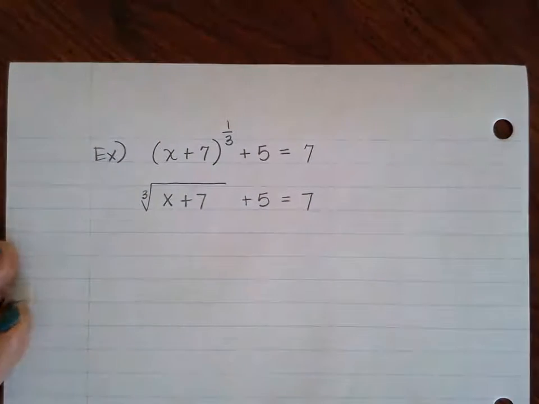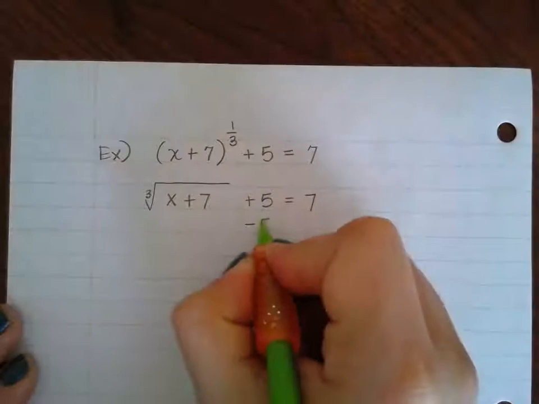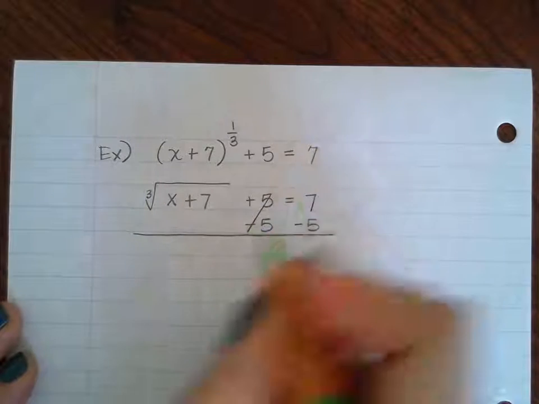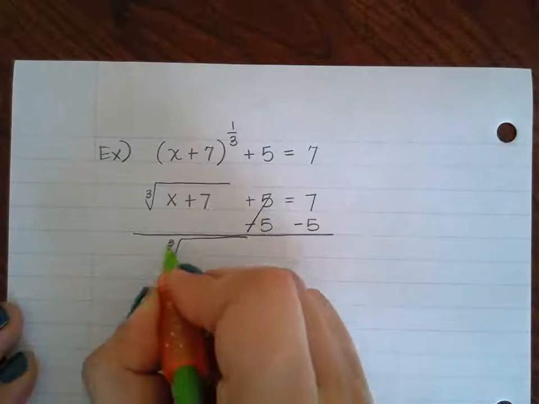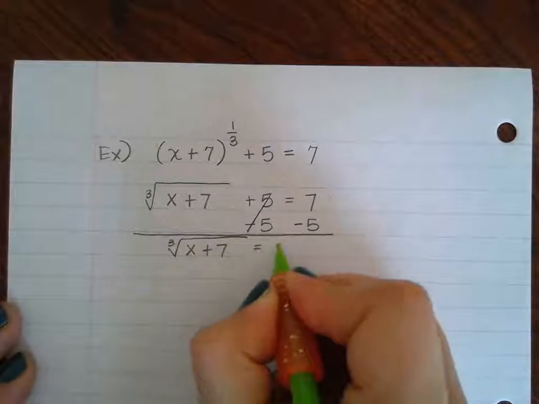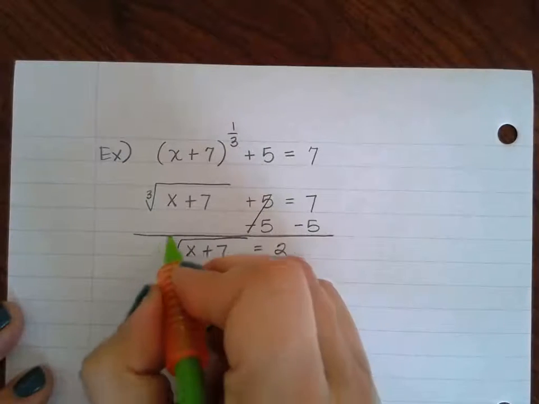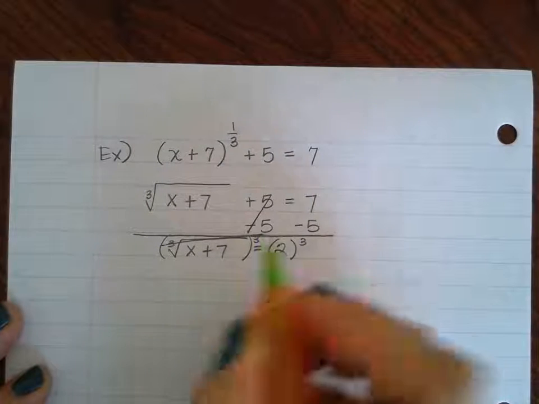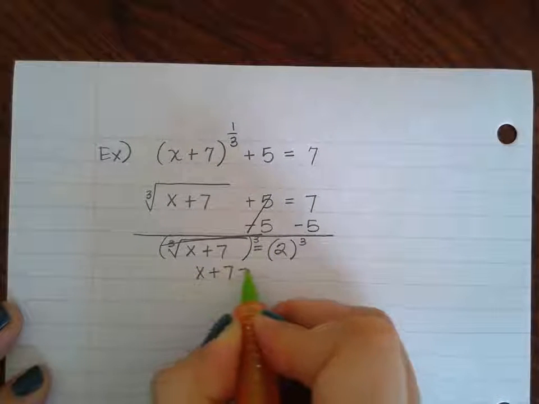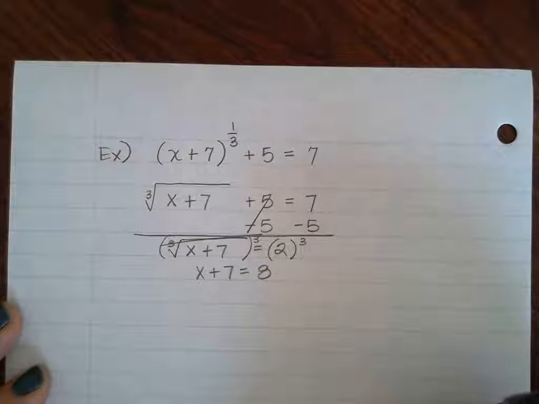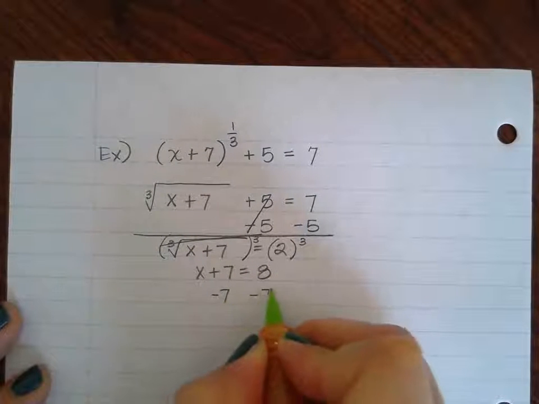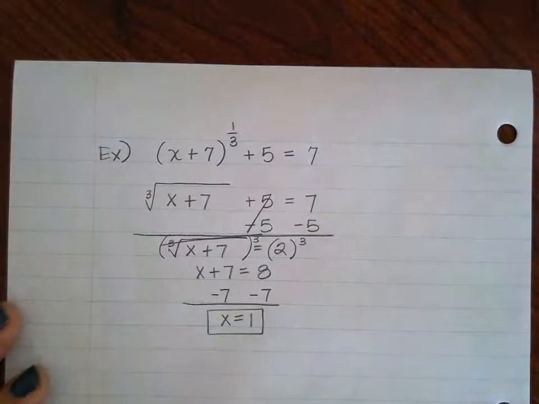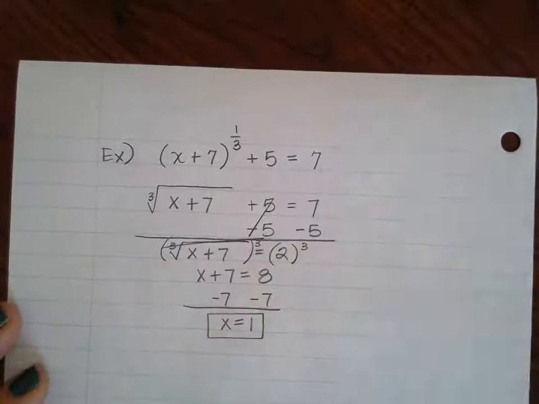We need to get the radical all by itself, so we're going to subtract 5 from both sides. Cube root of x plus 7 equals 2. Now we're going to cube both sides. x plus 7 equals 8. Subtract 7 from both sides. x equals 1.